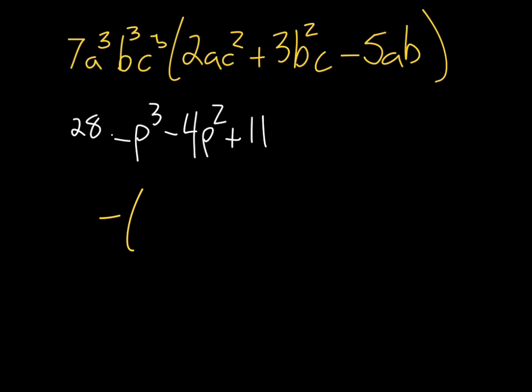All right, so we better have how many terms left over? 3. All right, so what is it? p cubed plus 4p squared minus 11. Okay, notice all the signs have changed.